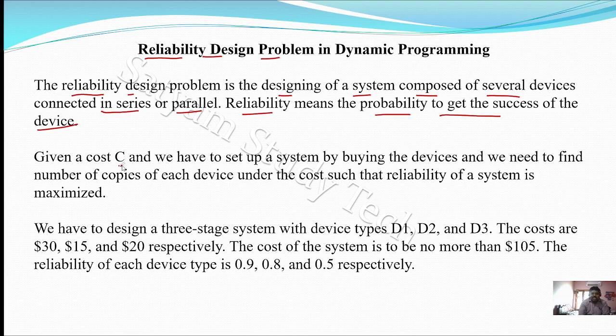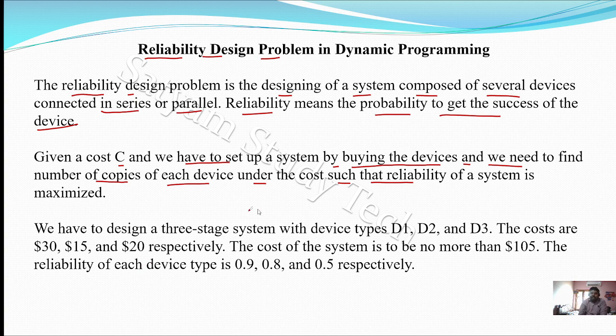So given a cost C, we have to set up a system by buying the devices, and we need to find the number of copies of each device under the cost such that the reliability of the system is maximized. That means if we want to buy a system, it requires some devices. For example, here there are three devices required to build a system: device D1 is $30, device D2 is $15, and device D3 is $20 respectively.